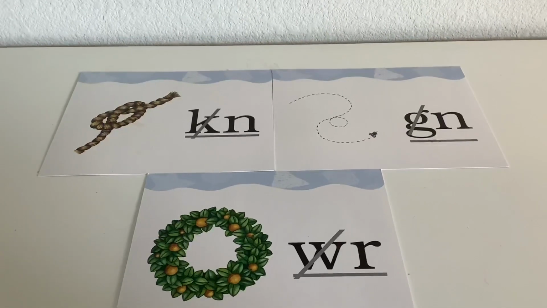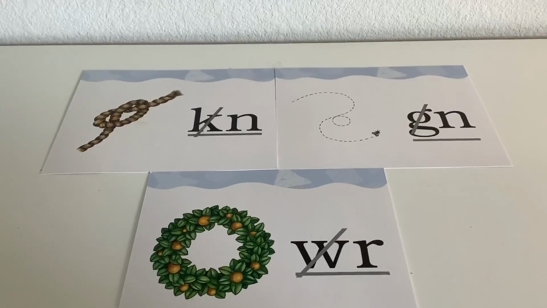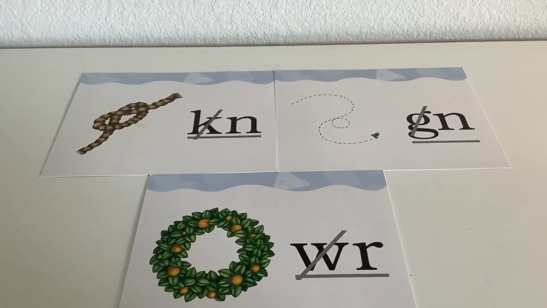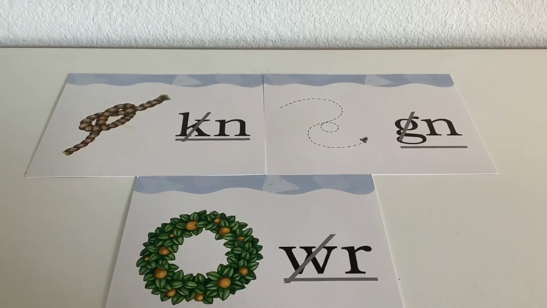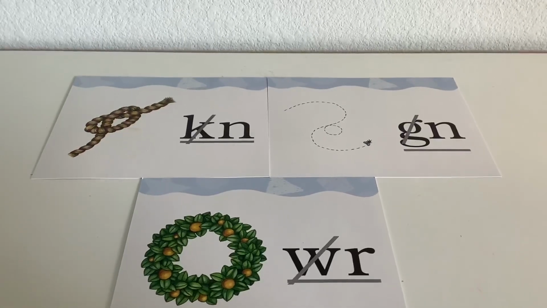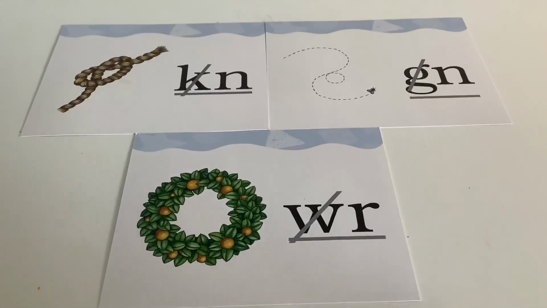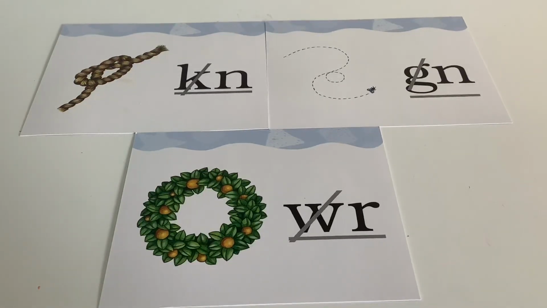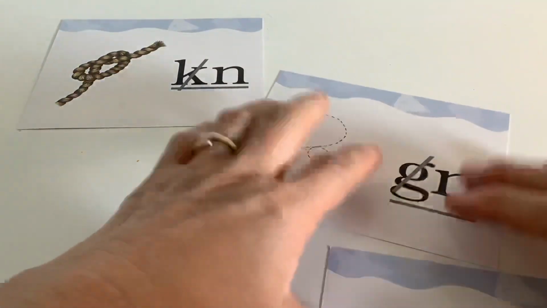The reason they're called ghost letters is because the first letter is silent, like a ghost. Okay, we can't see a ghost, we can't hear a ghost. And so in all of these digraphs, the first letter is silent. So let's take a look at them. We're going to begin with KN.